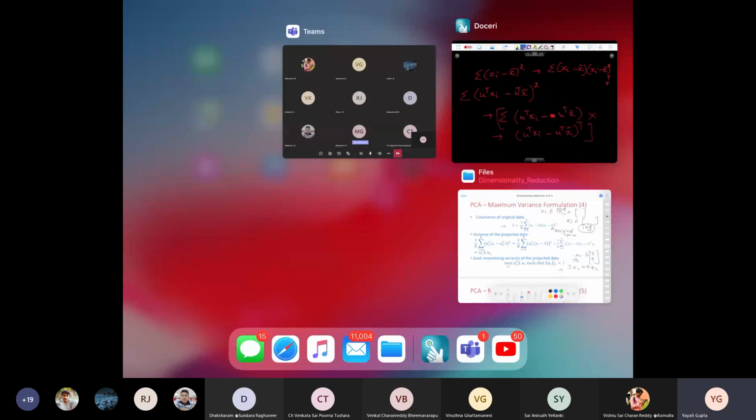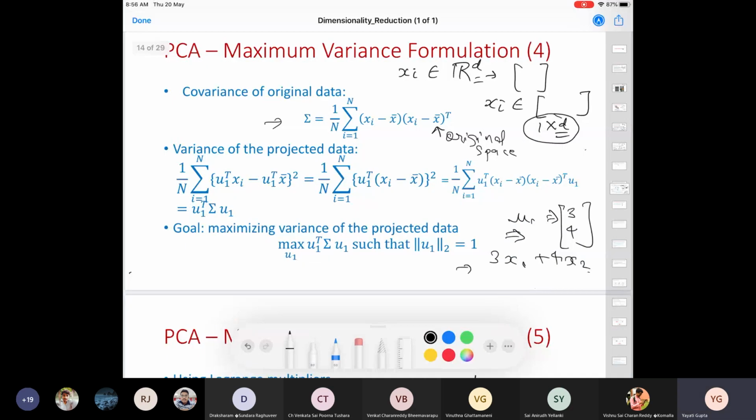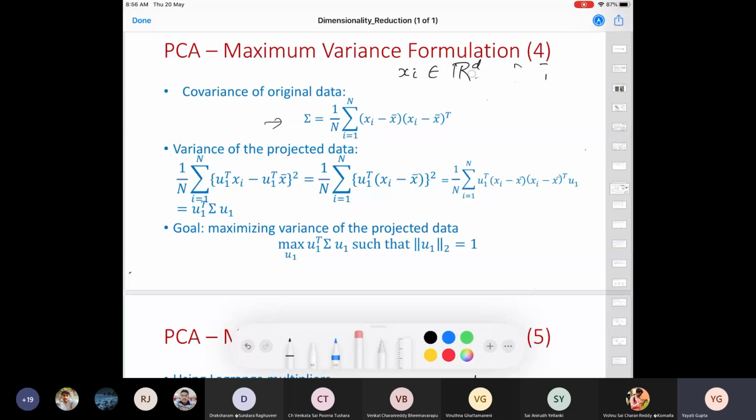Just a second, please. I'll wrap this to make it more clear. So this is our variance in the projected space. u transpose xi denotes the projection of point xi along the axis u1. u transpose x bar denotes the projection of the mean of the original data set onto this axis u1. The square of it, because we are trying to compute the variance.